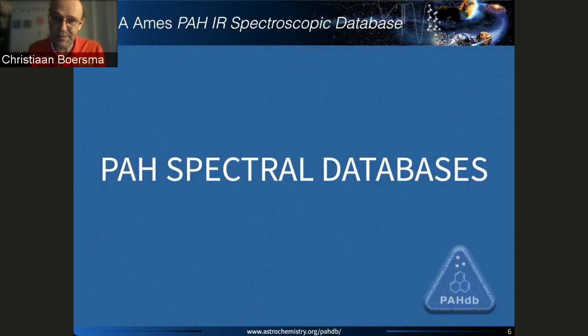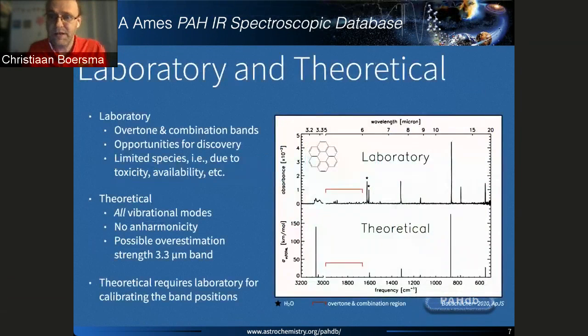So what are PAH spectral databases and what can they do for astronomers? PAH databases typically hold laboratory-measured and/or quantum chemically computed PAH spectra, with each method of acquiring the spectra having its own advantages and disadvantages. For example, laboratory-measured spectra contain overtone and combination bands, which are typically not available in the theoretical spectra.